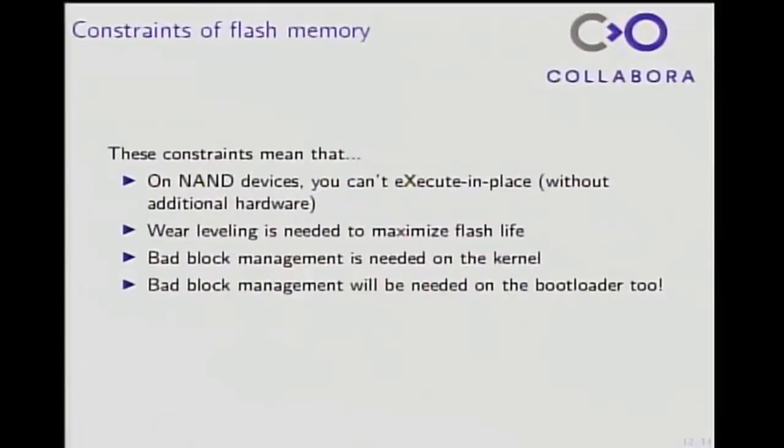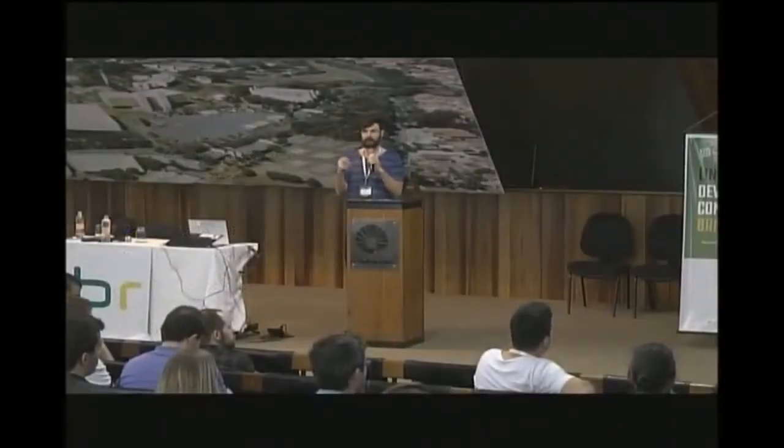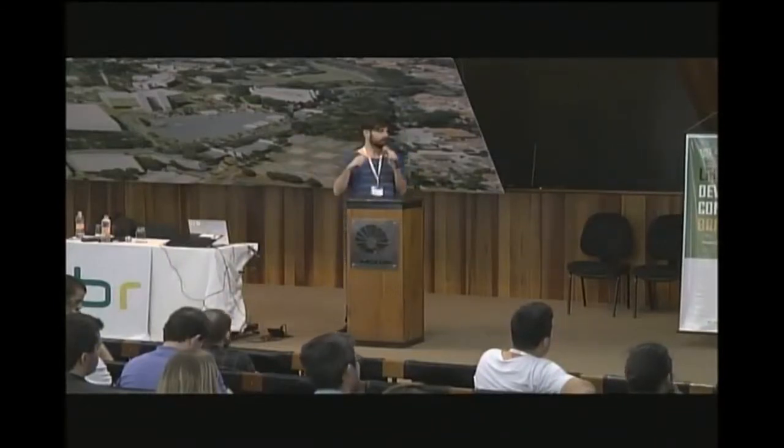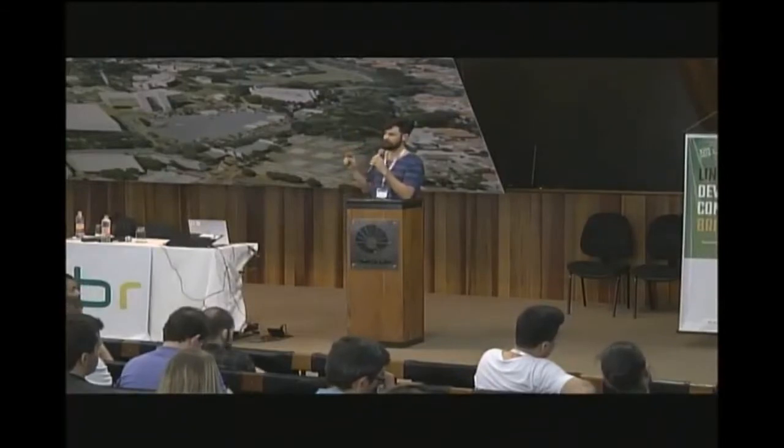Okay. So as I have just said, the constraints mean that we cannot run code. We cannot do some kind of execute in place. It's possible to do execute in place with some hardware. There are special chips that will hide all the complexity of the serial bus and will pretend to the CPU that it can run code. Okay? But typically, that is not directly possible.